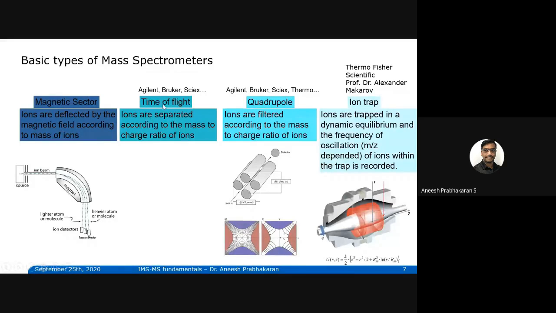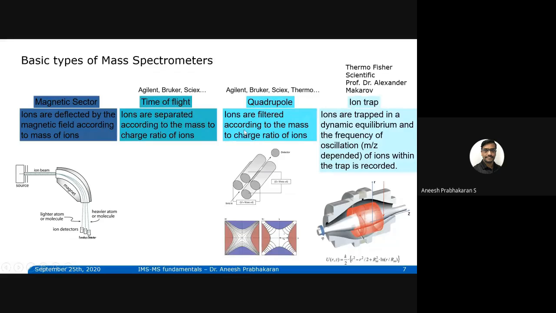Another one is time of flight, that I explained in the previous slide. A time of flight mass spectrometer just accelerates the ions using an electric field and then allows them to fly through a field-free region. Time of flight is also modified into several types, like reflectron and several different types. But in general, we can say time of flight. Main vendors of the time of flight mass spectrometer are Agilent, Bruker, SciEx, and there are more, but these are the major companies.